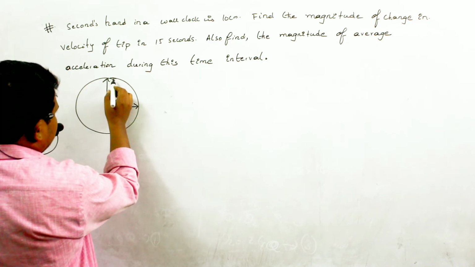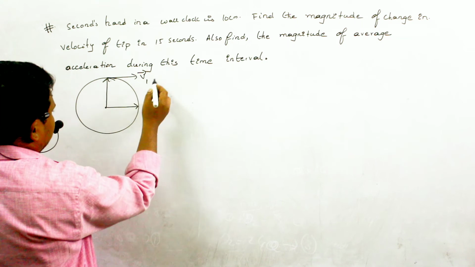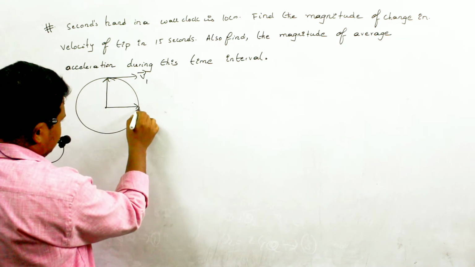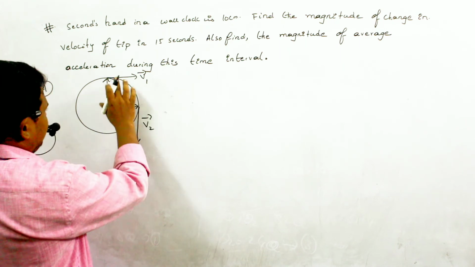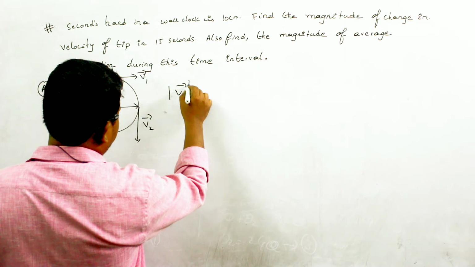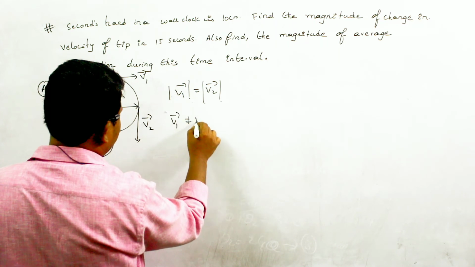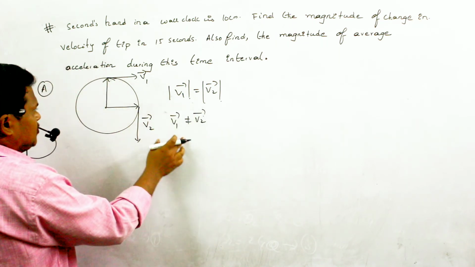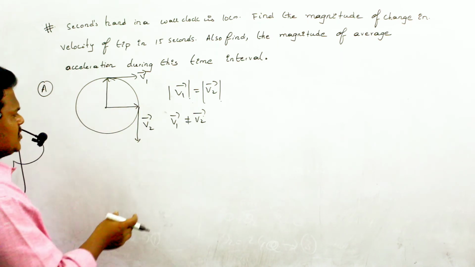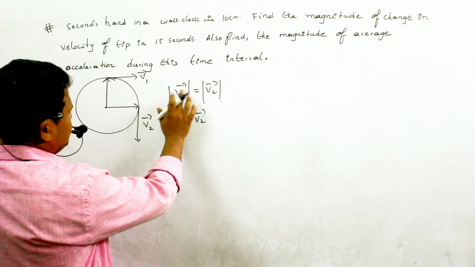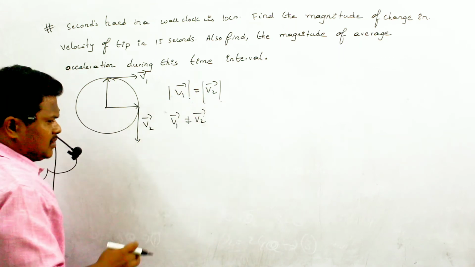So when initially the seconds hand was here, the velocity of the tip was in this direction. I can call it v1 dash. After 15 seconds, the tip velocity will be in this direction, which is called v2 dash. The magnitude of v1 dash is equal to the magnitude of v2 dash. But v1 dash is not equal to v2 dash, because velocity is a vector quantity. If direction changes, definitely velocity is no longer the same. Velocity has changed now. But the speed of the tip of the seconds hand remains constant. So the magnitude of velocities remains constant.